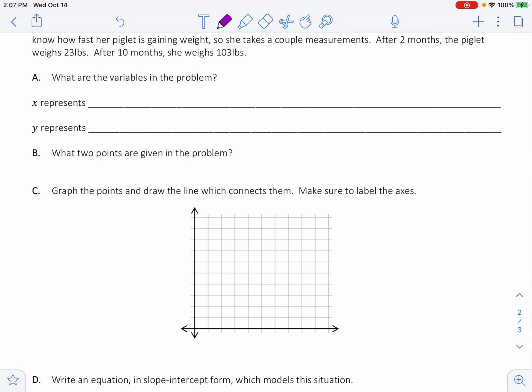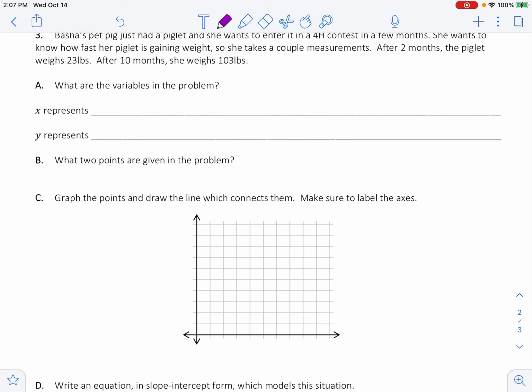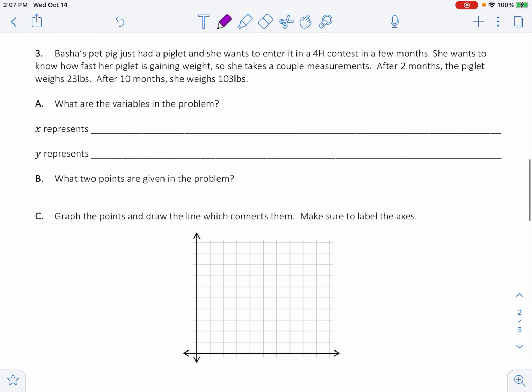Okay, so the last thing that we're going to do as practice is this multi-step word problem to make sure we're okay. You're going to see that it's tying in 3a, which is the last chapter we did, with this new chapter 3b. Basha's pet pig had a piglet, and she wants to enter in a 4-H contest in a few months. She wants to know how fast her piglet is gaining weight, so she takes a couple measurements.